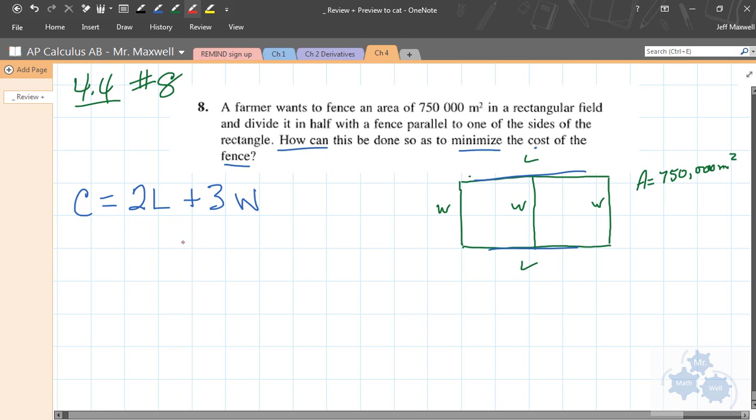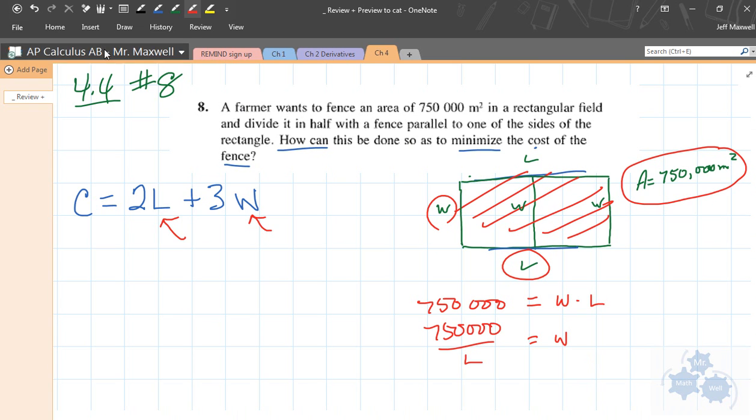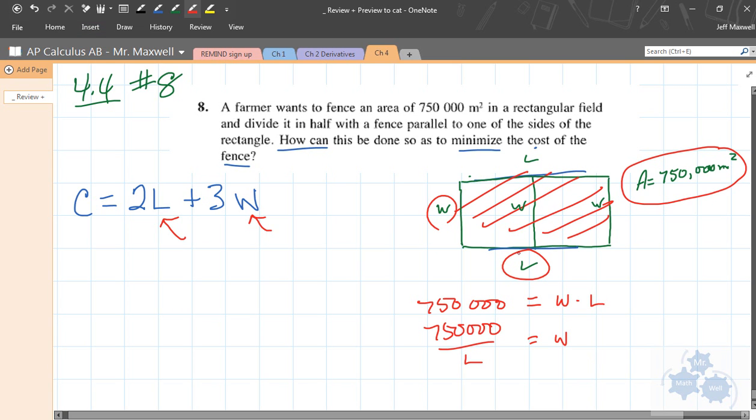But you see that we have 2 variables, no good. So let's make one variable expressed in terms of the other one. And we can do that by this right here. Now area is just good old-fashioned length times width. So 750,000 equals W times L. I don't know which variable you want to isolate. Let's have L left, so let's make W in terms of L. That's 750,000 over L. Does that make sense? This dimension times this dimension gives you this number.